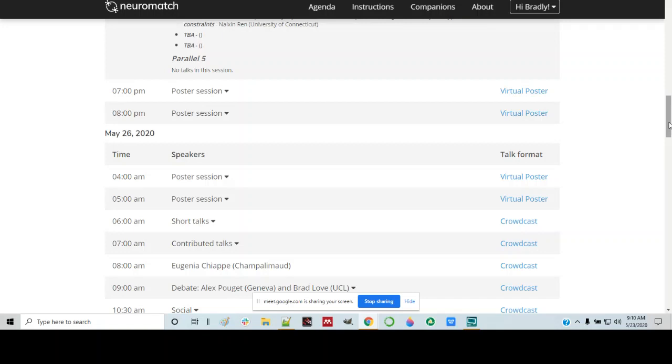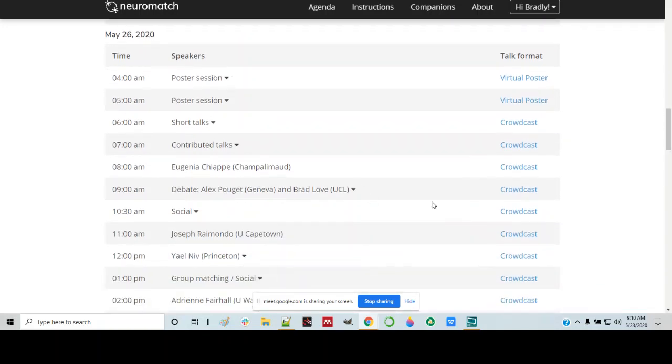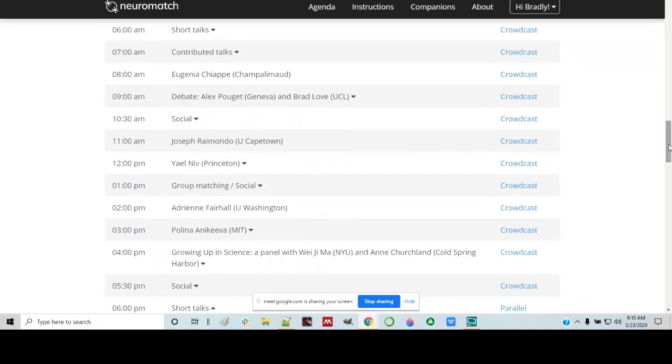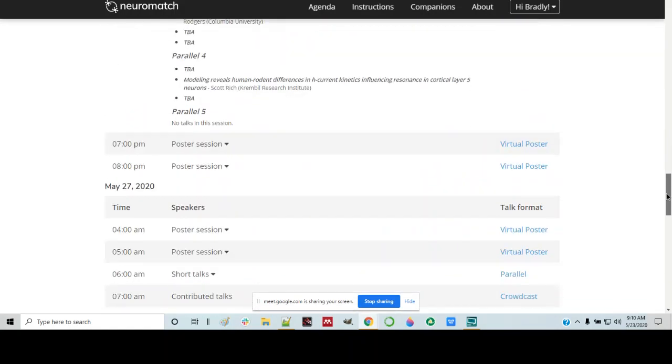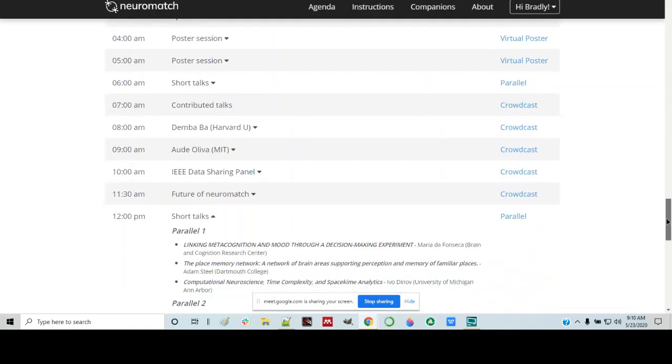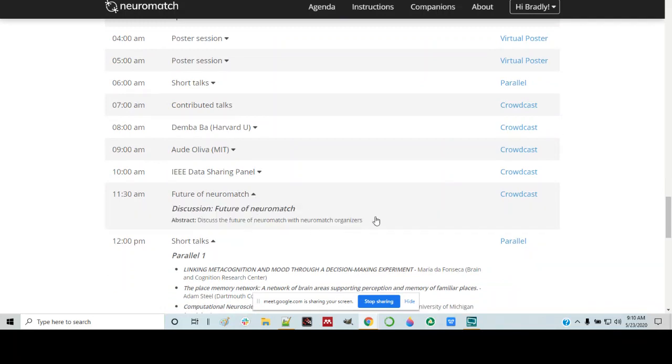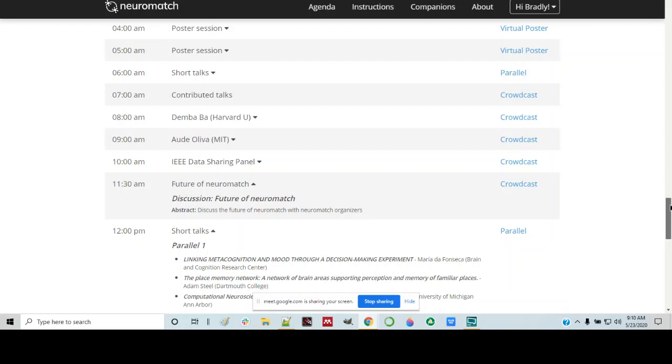It looks like there's a lot of good stuff. They're going to have debates. They're going to have some big names in different areas of neuroscience. There's a focus towards machine learning and deep learning and things like that. So it'll be pretty good. Future of Neuromatch. That'll be kind of interesting. They're going to talk about putting together a conference in a very short period of time.